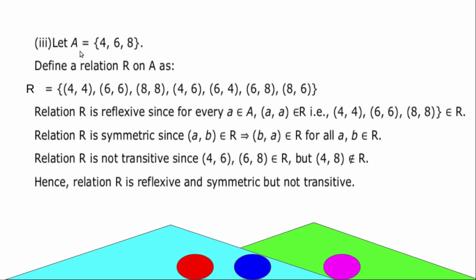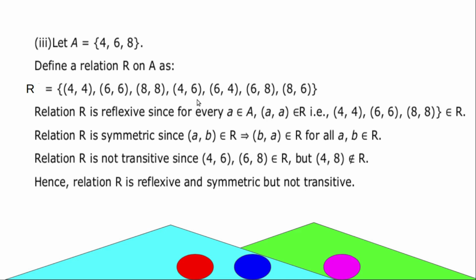Now consider a set A equal to {4, 6, 8} and define a relation R on this set by the set of all ordered pairs (4, 4), (6, 6), (8, 8), (4, 6), (6, 4), (6, 8) and (8, 6). Now this relation consists of (4, 4), (6, 6), (8, 8). That is, ordered pair (a, a) belongs to R for all a belongs to A. So this relation is reflexive. (4, 6) belongs to R, (6, 4) belongs to R, (6, 8) belongs to R implies (8, 6) belongs to R. That is, for all (a, b) belonging to R, ordered pair (b, a) is also in R. So this relation is symmetric.